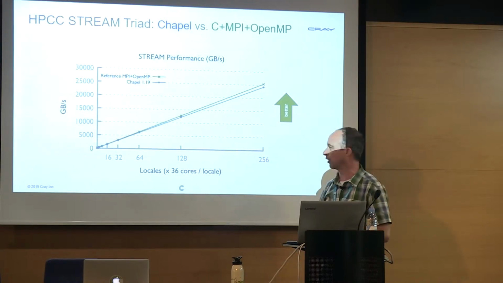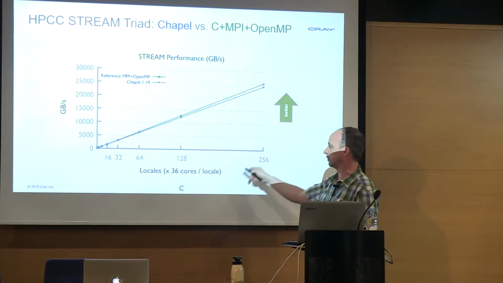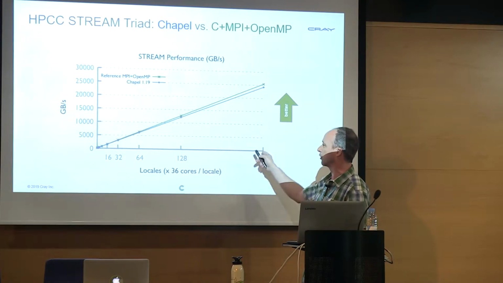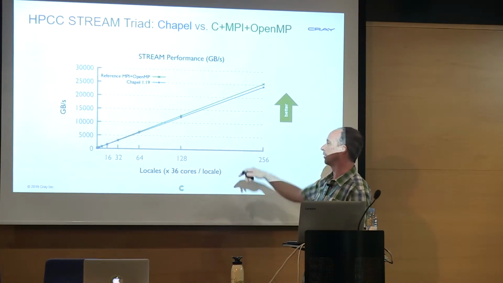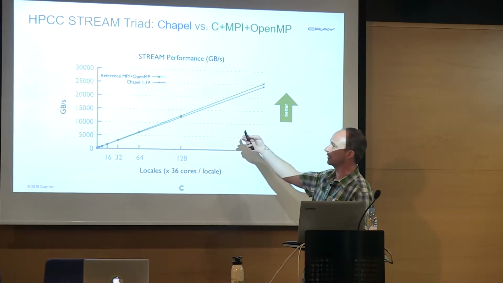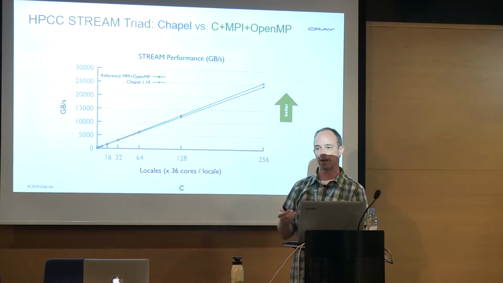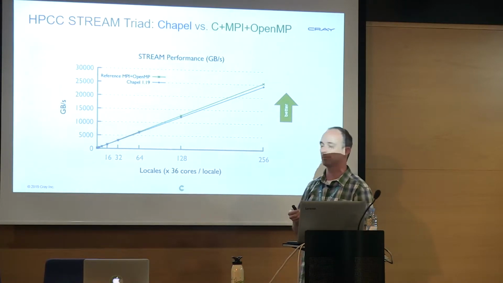This is a performance graph going up to 256 compute nodes, 36 cores per node. So this ends up being about 9,000 cores out here at the end. And this is a performance graph, so higher is better. And the reference MPI plus OpenMP I showed you is in green, the Chapel's in blue. As you can see in the graph as I've shown it here, the Chapel is slightly behind the MPI plus OpenMP, but that difference is not a very deep difference.